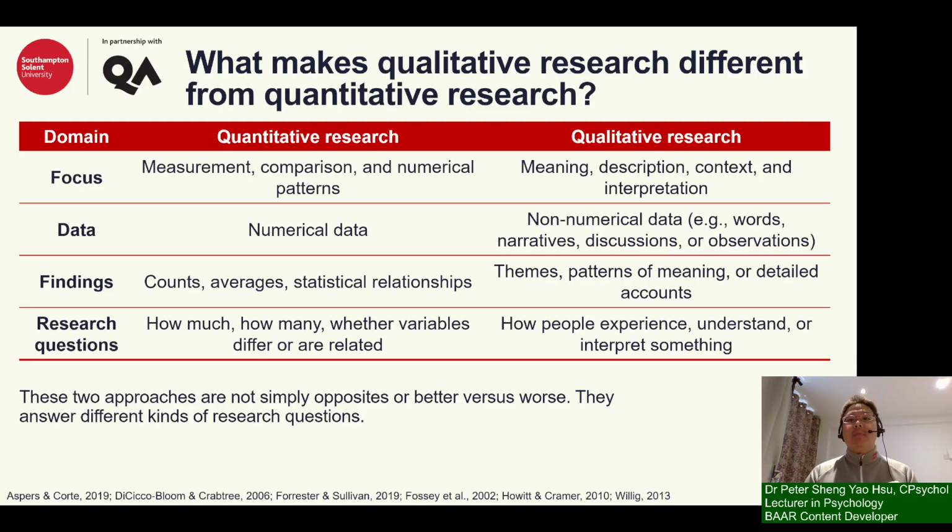Qualitative research might identify themes such as trying to study after children are asleep, feeling guilty about taking time away from family, and being proud to return to education. Finally, let's look at the research questions row. Quantitative research often asks questions such as how much, how many, do groups differ, or are variables related? Qualitative research often asks how do people experience something?